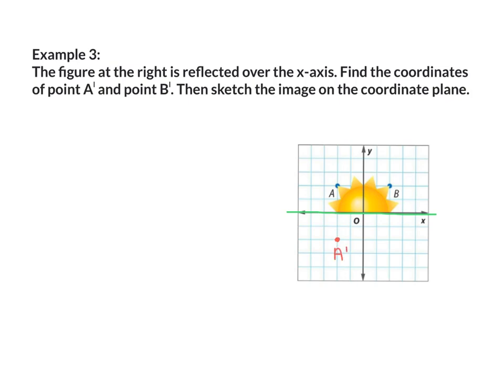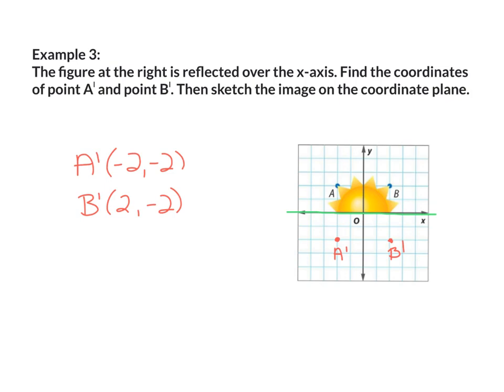Now for point B, I'm 1, 2 away as well. So that means I should be 2 away on the other side. 1, 2. That would be B prime. So now I'm going to list my coordinates. So A prime is (-2, -2). And B prime is (2, -2).